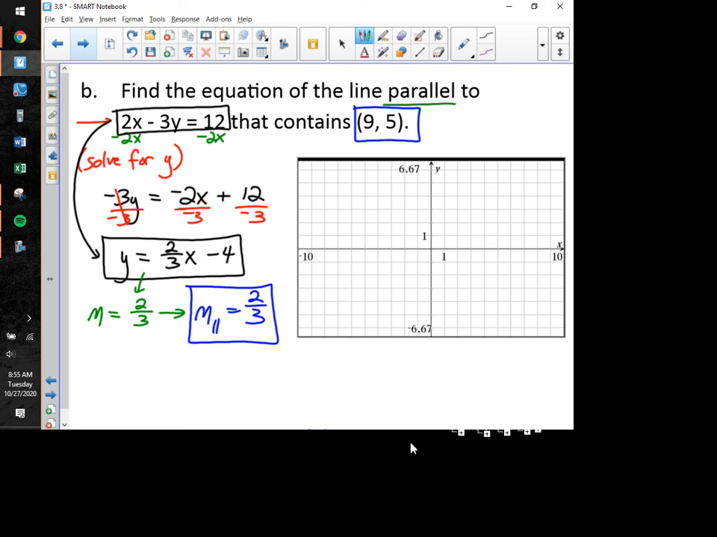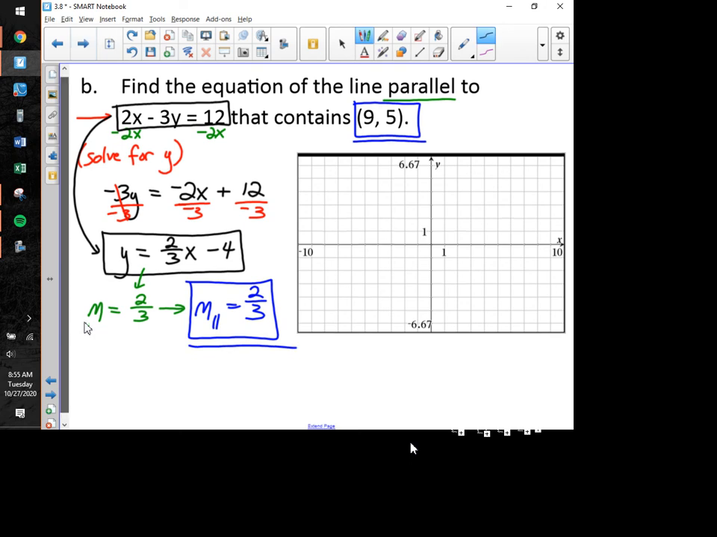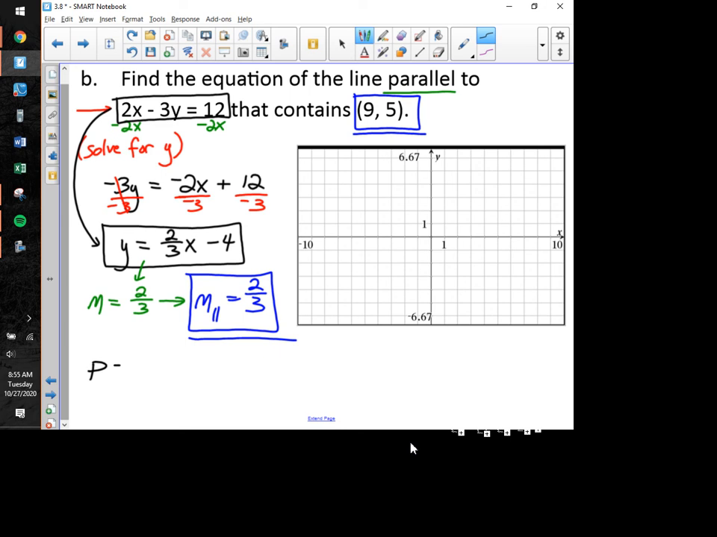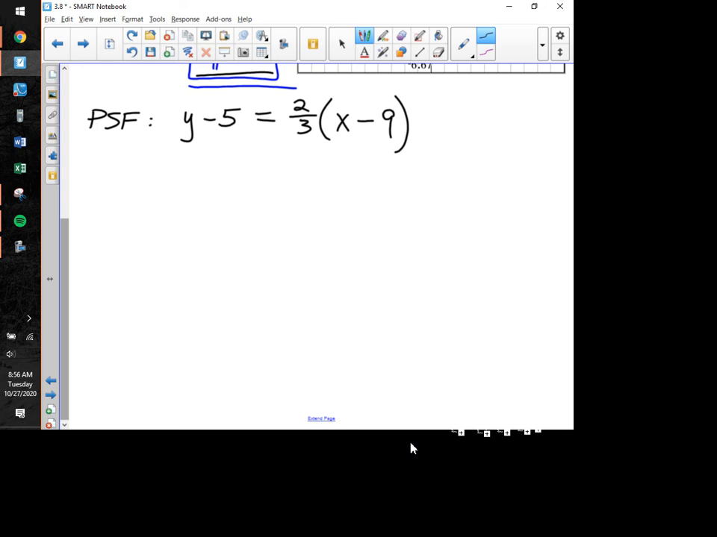9, 5. So, knowing a point and knowing the slope, we are once again going to go to point-slope form. So I'll start here, and I'll change it by the end here. So point-slope form is going to be y minus your y coordinate, which is 5. So y minus 5 equals your slope right here, 2/3, times, in parentheses, the quantity of x minus the x coordinate, which is 9. So there's the equation in point-slope, and now, again, the directions should have specified. They will on a quiz or a test. We want this in slope-intercept form.